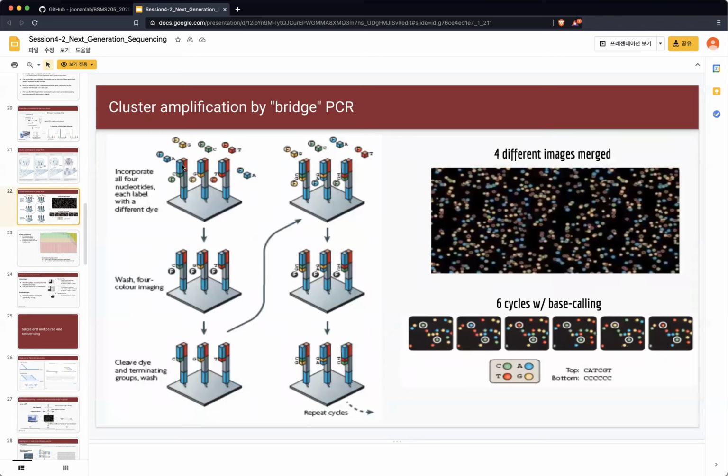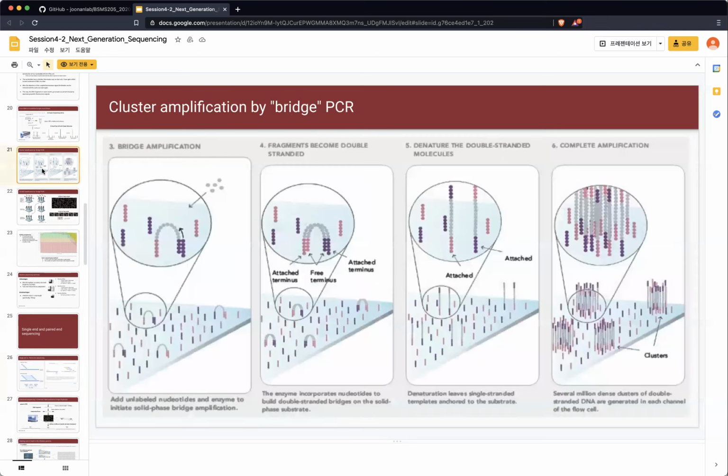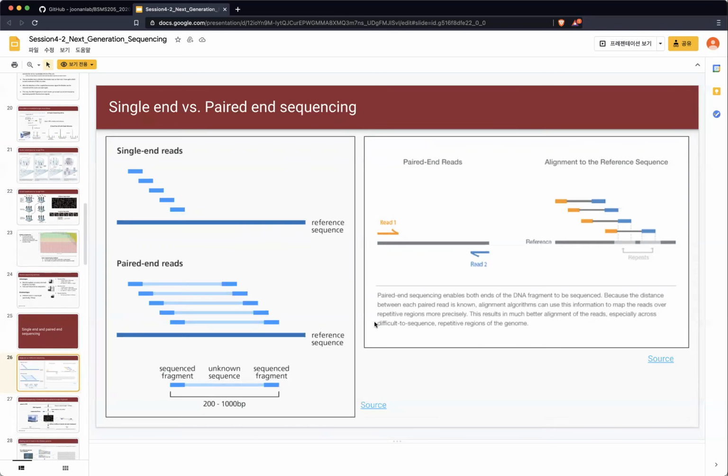But if you have both adapters here, you can basically turn around the library, then you sequence in the opposite direction. Okay, so from your library, you get two reads, the first read and the second read. If you have only one, then you call it single end. If you have both ends, then you call it paired end, right? So what are the good things for single end and paired end?